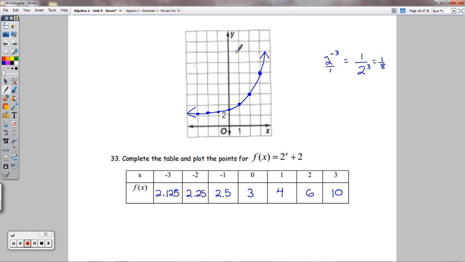So that truly does it for us now here on this review packet. 33 problems there that you went through. Hopefully you found this helpful.